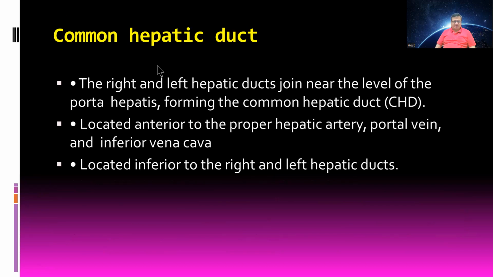First is the common hepatic duct, which is the main duct, where the right and left hepatic ducts join near the level of the porta hepatis, forming the common hepatic duct. It is located anterior to the proper hepatic artery, portal vein, and inferior vena cava, and it is located inferior to the right and left hepatic ducts.